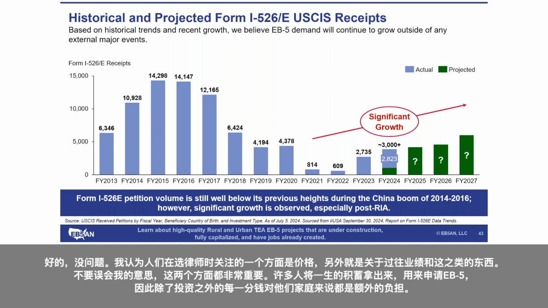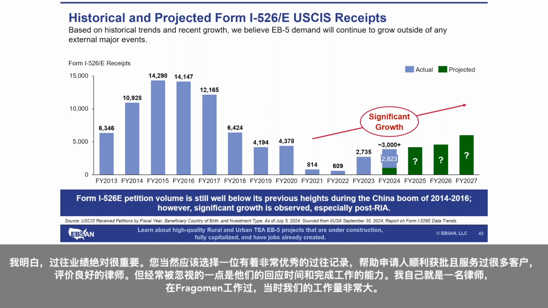And don't get me wrong, both of those things are very important. A lot of people are putting together their entire life savings to be able to do an EB-5 application to begin with. And so every dollar on top of that can be very troublesome for them as a family. I understand that, track record definitely matters.